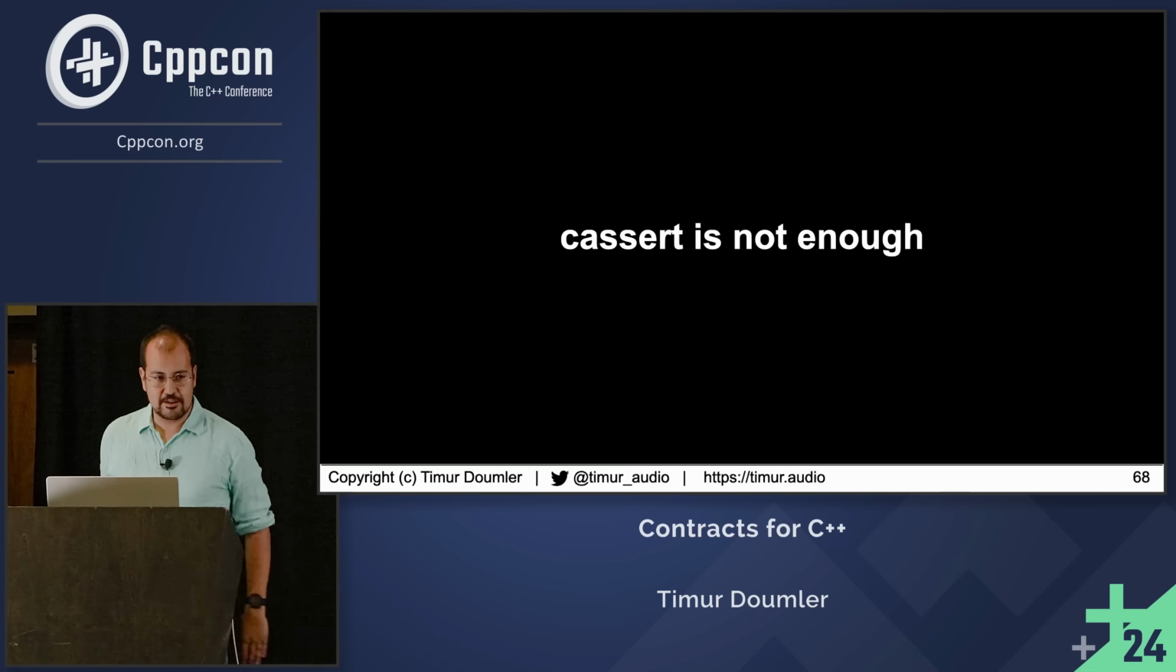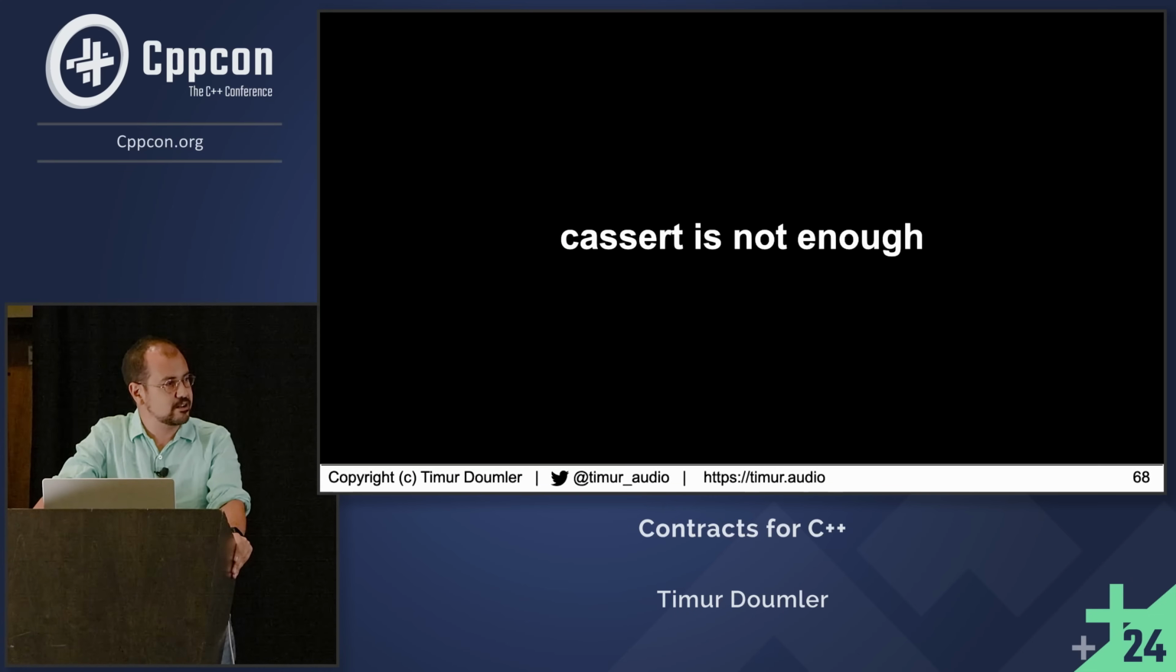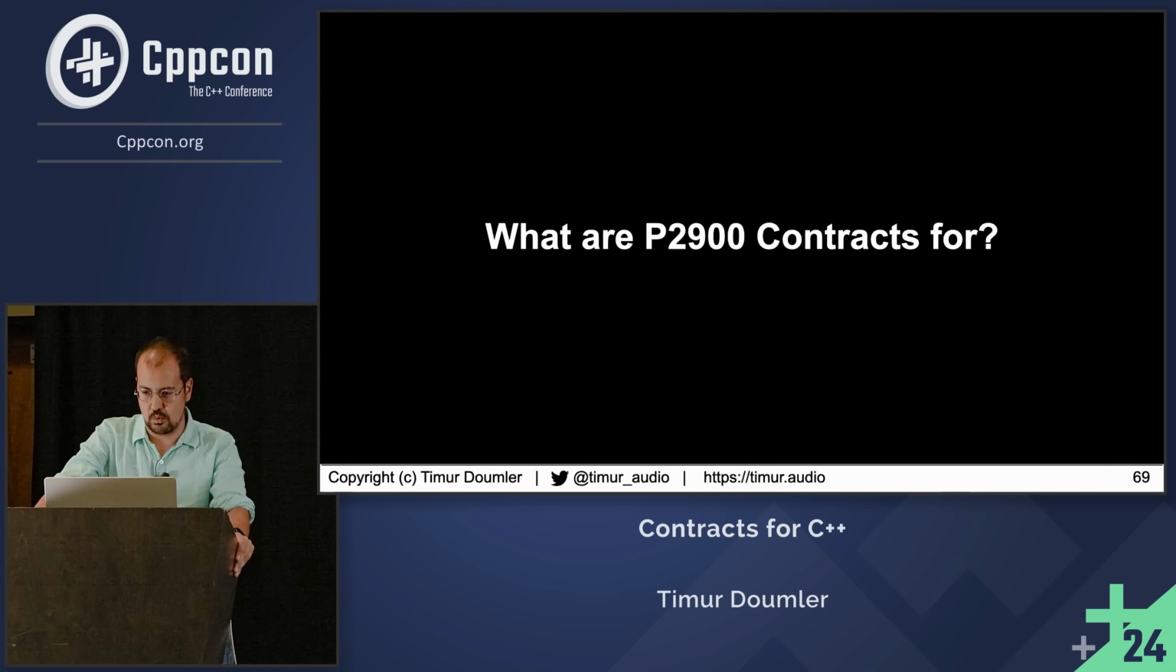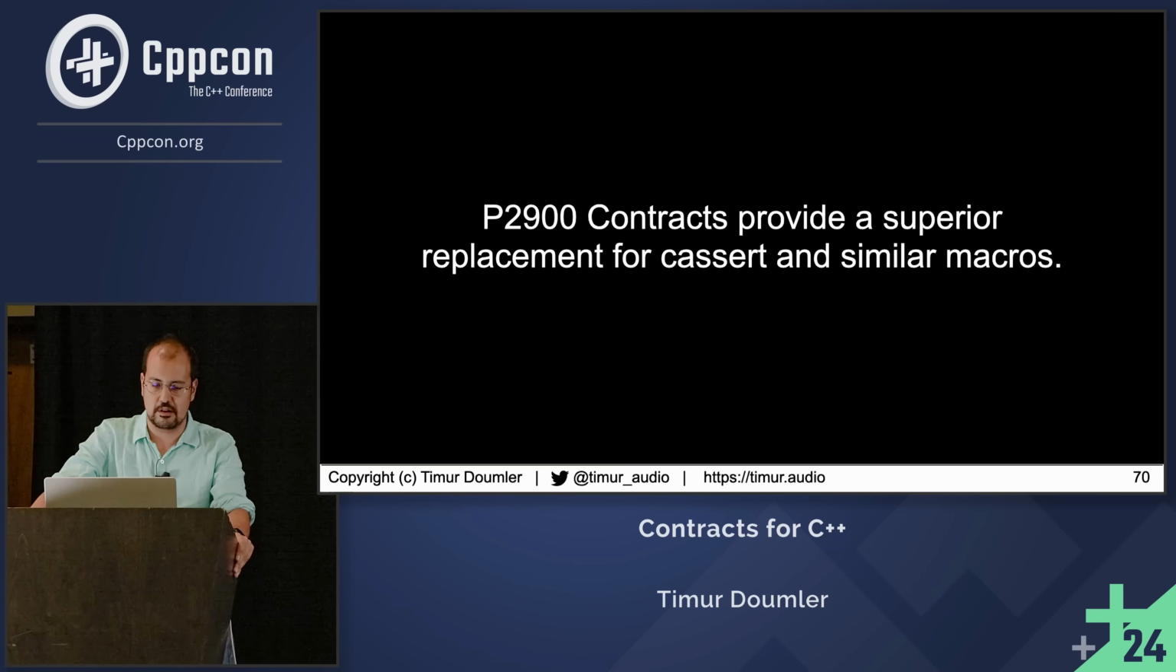But assert is not enough. It's not quite what we need in a lot of cases. It's just not flexible enough. It's not usable enough. So this gives us another answer to the question, what are P2100 contracts actually for? And it turns out that P2100 contracts provide a superior replacement for cassert and similar macros. And that's another way of looking at what the purpose of this proposal is.